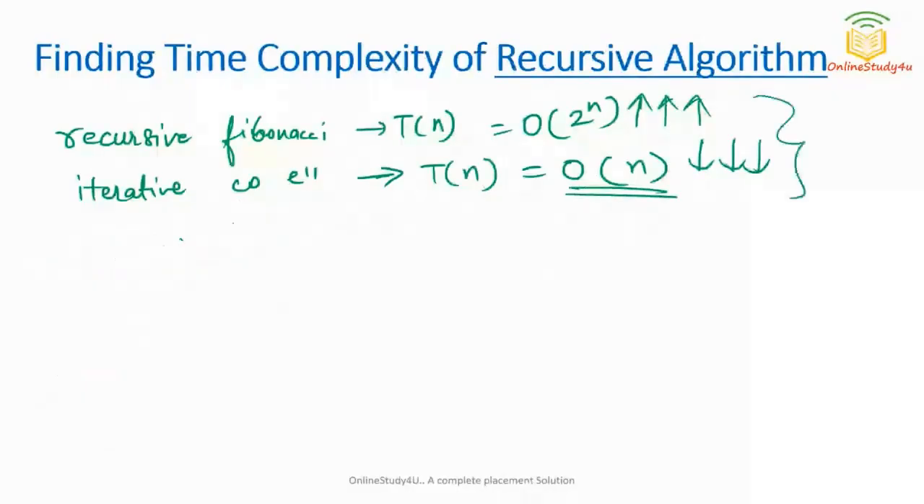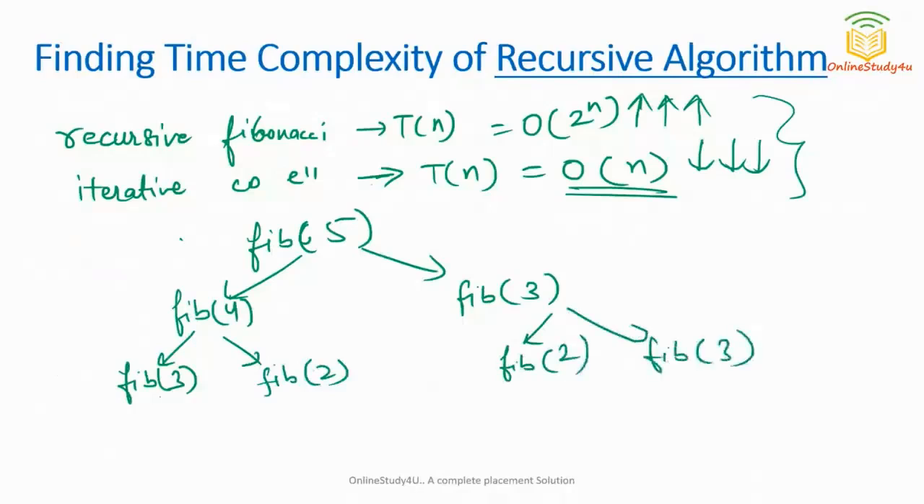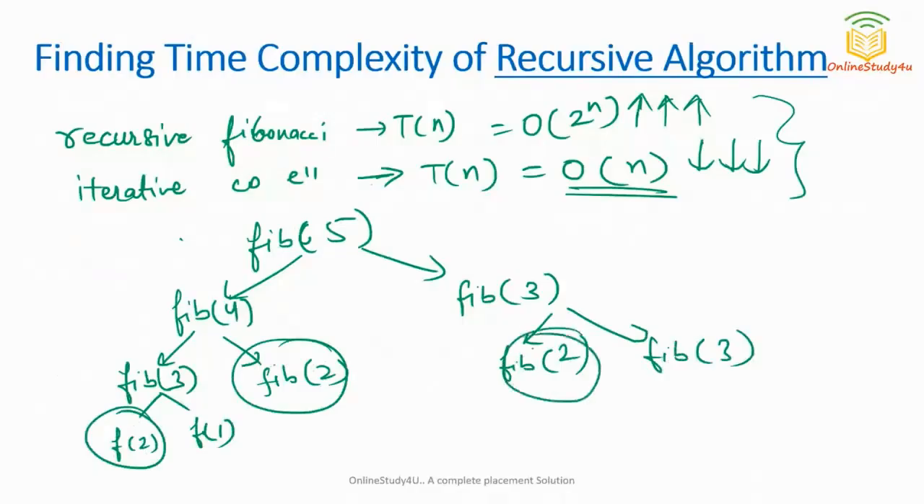The difference is because suppose we are finding the Fibonacci of 5. This is nothing but Fibonacci of 4 plus Fibonacci of 3. Now 4 is again Fibonacci of 3 plus Fibonacci of 2, and this 3 is Fibonacci of 2 plus Fibonacci of 1. Now here check, you can see the functions are repeatedly calculating Fibonacci of 2 again and again. 3 is also repeated. You can see 3 is here also, here also, here also.